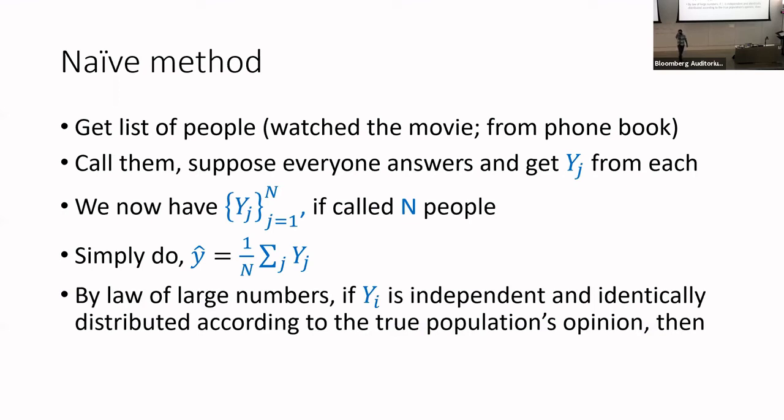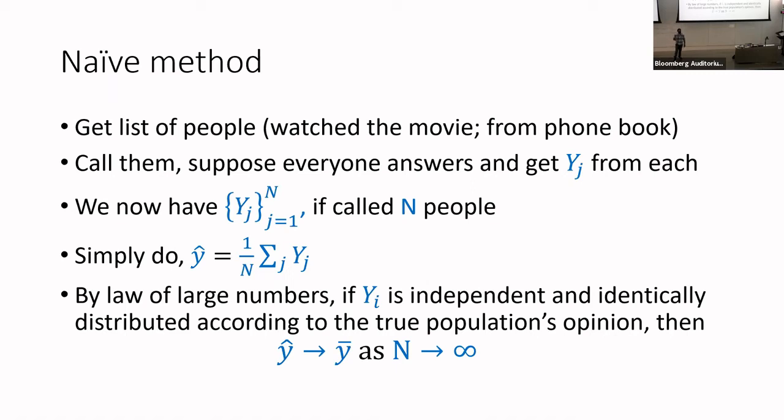And I think in the pre-course survey, almost everyone here has taken a probability class. So from that class, you should be familiar that this is just what's called the law of large numbers, which is if n is large enough, and if y_i is independent and identically distributed according to the true population's opinion, well, also need finite variance and a few other things, but my estimate y hat is going to converge to the true population mean as n goes to infinity.